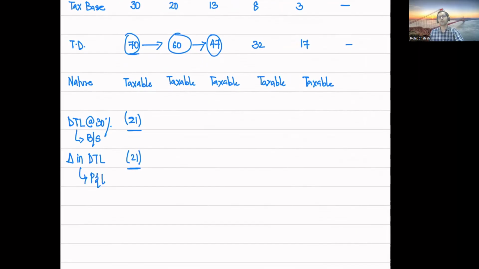This is the amount that I'm going to disclose in P&L. In year two, I have a taxable temporary difference of 60. Therefore, I will have a deferred tax liability of 18, because it's a liability. I've again plotted it as a negative number.